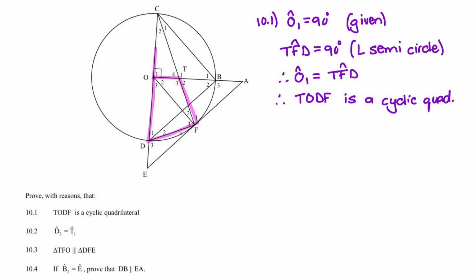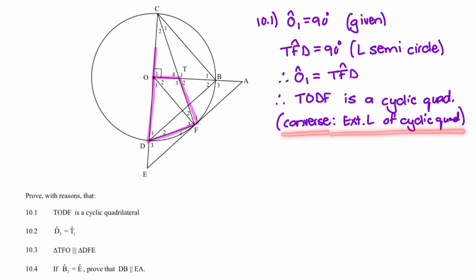And because we are proving something, we need to have a reason. So what we have proven is the converse or the reverse of the exterior angle of a cyclic quad. So remember that when you prove a cyclic quadrilateral, you need to state a reason why that statement is true.